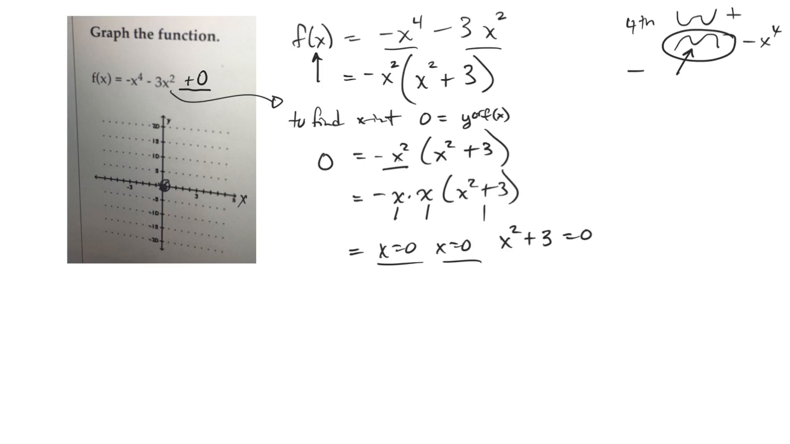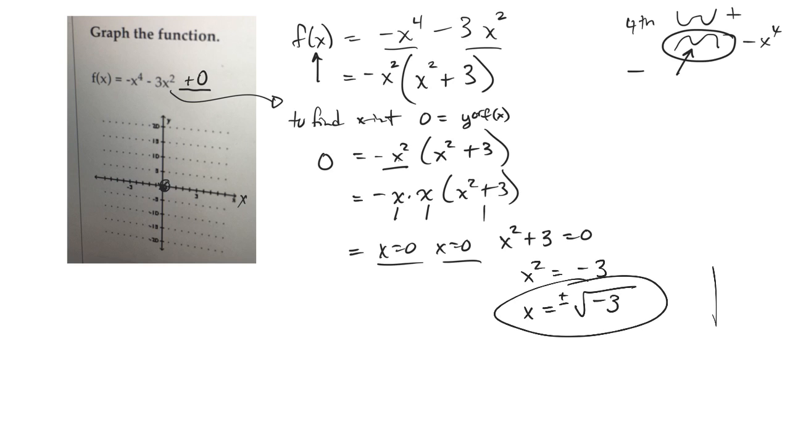This one I can move the 3 to the other side and make it negative. And then when I take a square root of that, I get plus or minus square root of negative 3. So these aren't real zeros. In other words, they would not cross the x-axis anywhere. Because there's a negative sign under the square root, it wouldn't cross the x-axis anywhere.